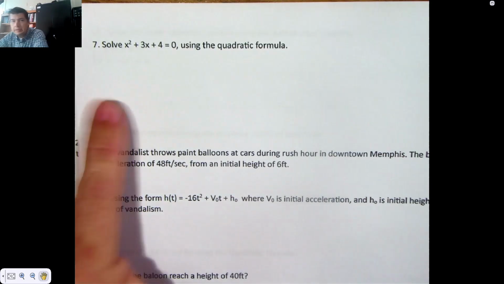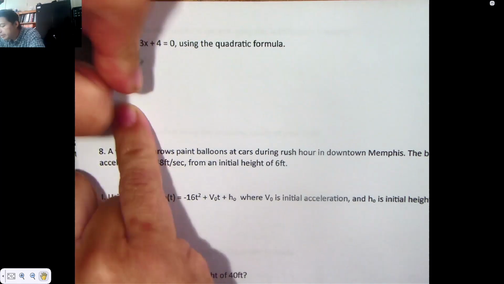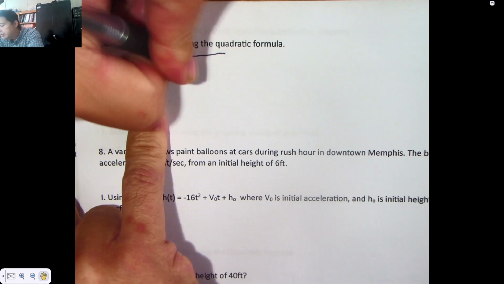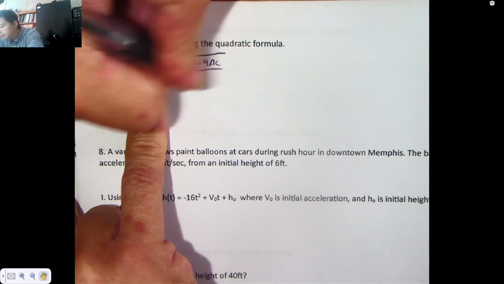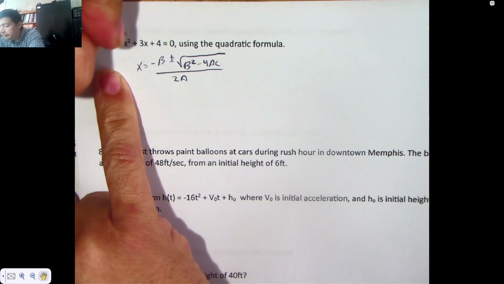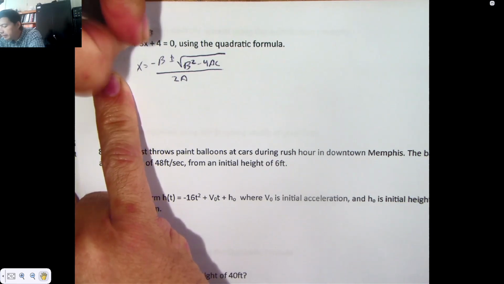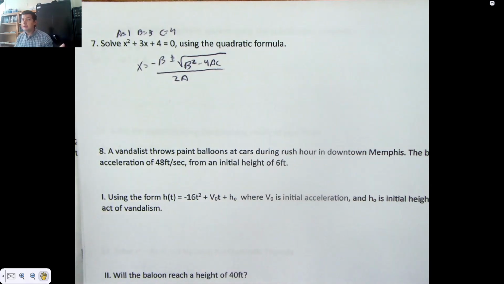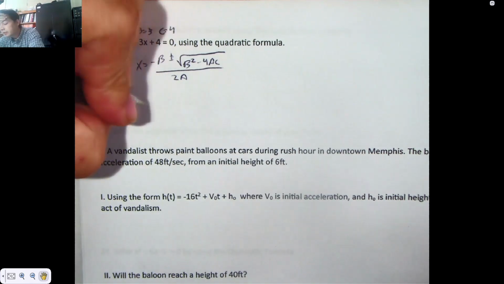We have to solve using the quadratic formula. So you sing the song, which goes x equals negative b plus or minus square root of b squared minus 4ac, all over 2a. Then you pick out a, you pick out b, and you pick out c. And you just do that.